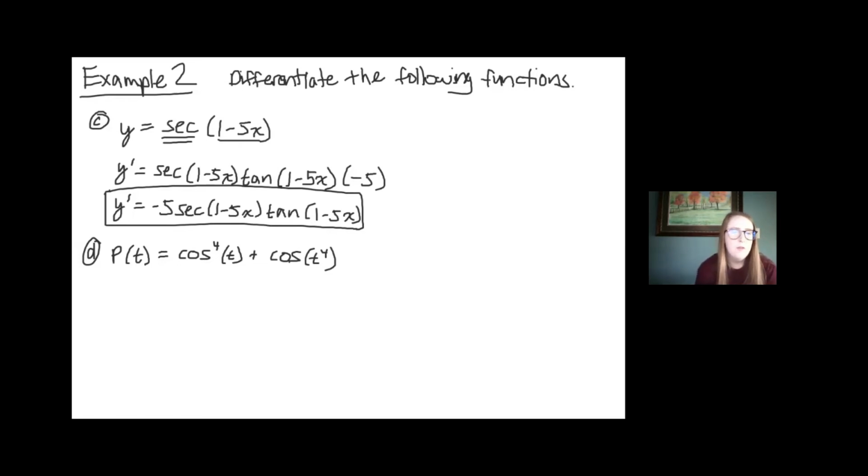Okay, I don't think we've quite talked about this yet, so I'm going to rewrite this function. Cosine to the 4th of t, all that means is we're going to take cosine of t and then raise that to the 4th power. So those are the same thing. It's just usually written like cosine to the 4th of t. And then cosine of t to the fourth is fine like that.